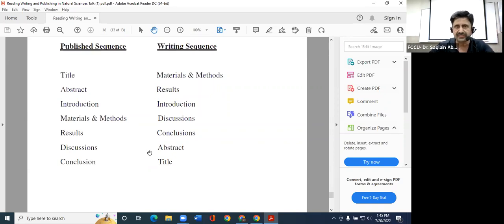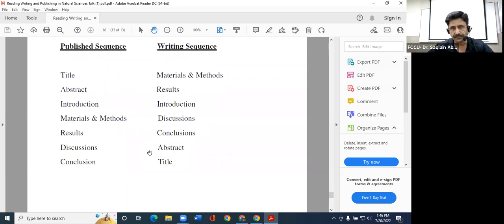And what is that? That is materials and methods. In other words, the experimental part of the research article. Since you have already performed it in your lab and you are very used to it and it is on your fingertips, start writing the first section, that is materials and methods. This is what most people and I myself do. We always start writing materials and methods.